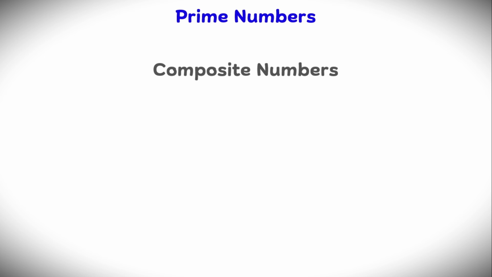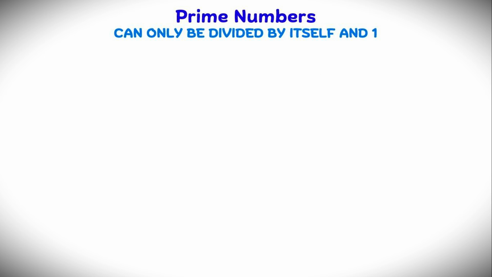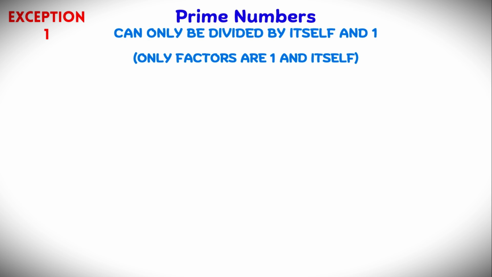In this video, we're going to look at the difference between prime numbers and composite numbers. A prime number is any number that can only be divided by itself and one a whole number of times, so basically, its only factors are 1 and itself. Although there is an exception to this, which is that 1 doesn't count as a prime number.